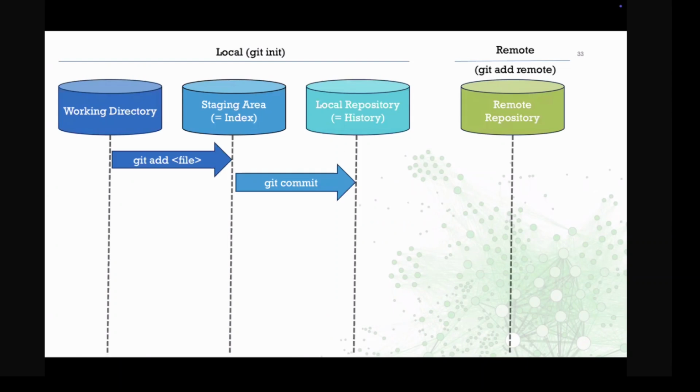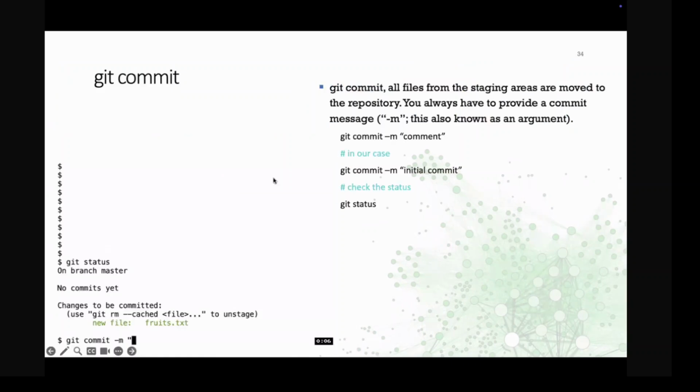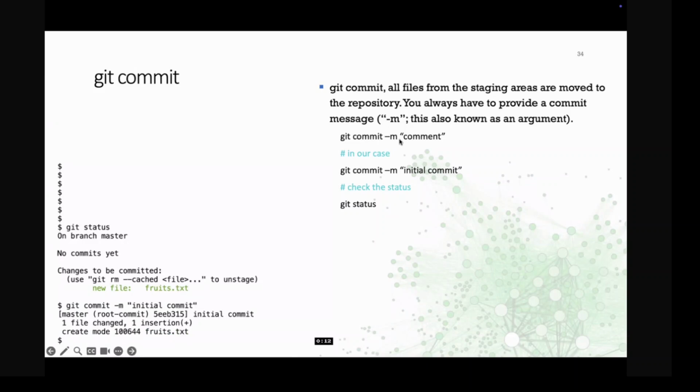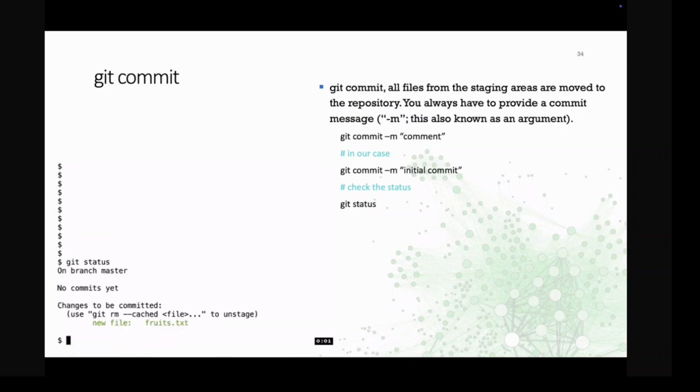And if I want to move that from the staging area to my local repository, I have to use git commit. And there's also, I'm just going to open that here, there's also an argument -m. And so git commit -m, m is the message. So I always have to say what changed with that commit. So often you see something like an initial commit.